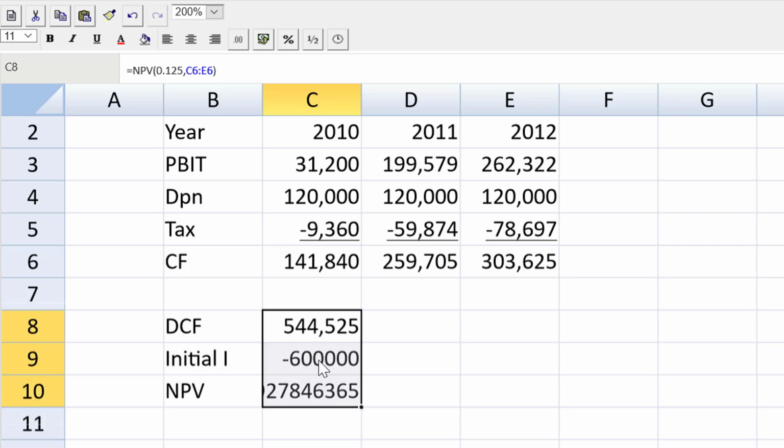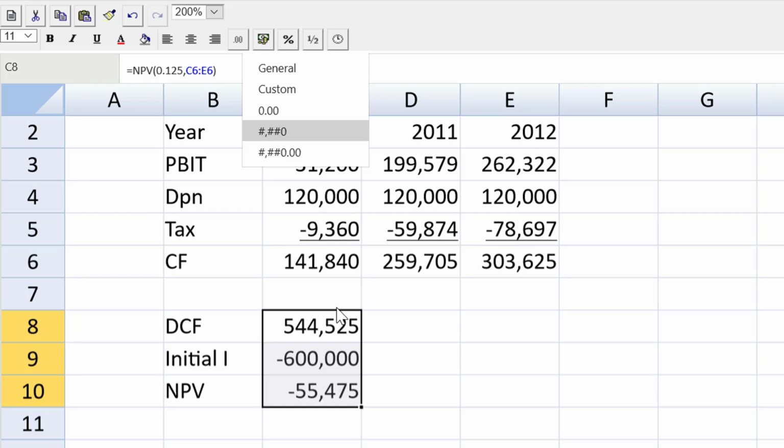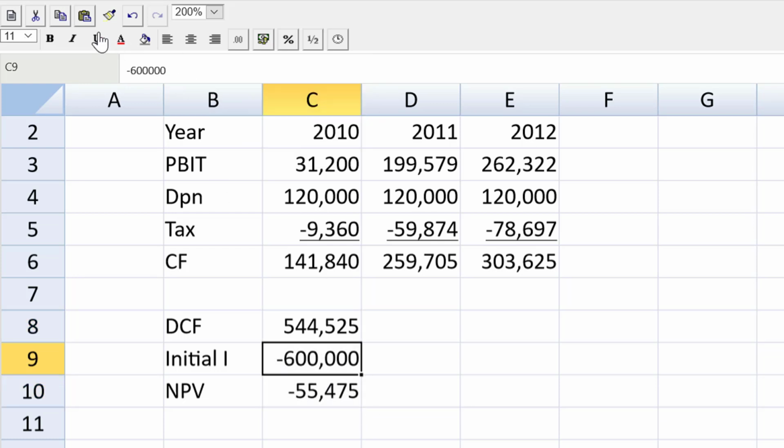Maybe I can grab all of this now. The better way to do that, just grab all of it, format it once. Let's put an underline there. Ladies and gents, we've now calculated NPV. Okay, let's make that bold so it jumps off the page for the marker so they can see what we're doing.